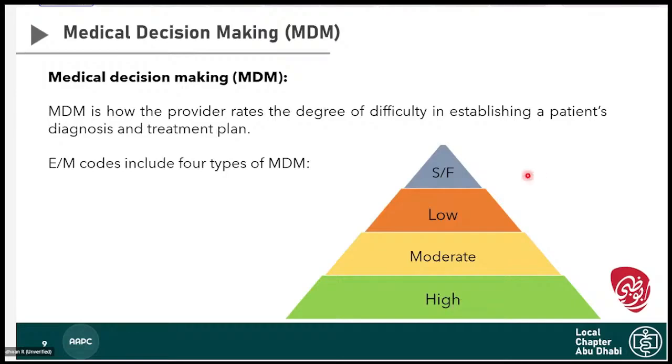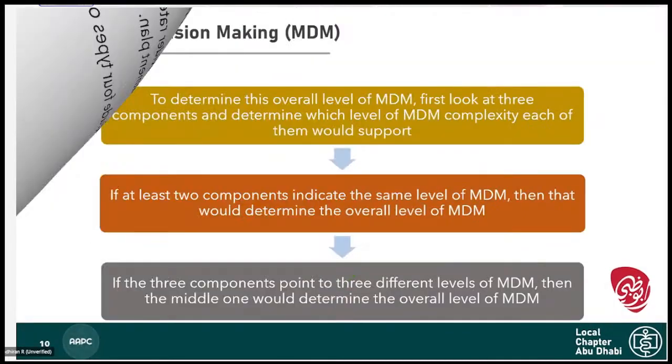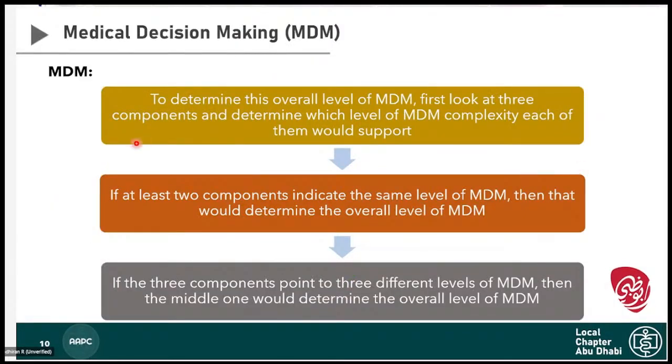How can we choose any one of the levels? First of all, we need to learn about the three components. The three components determine the overall level of MDM. If at least two components indicate the same level of MDM, that level should be considered the overall level of MDM. If the three components fall in three different categories, then we consider the middle one as the overall level of MDM. So what are the three components?